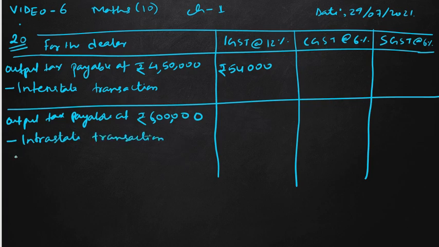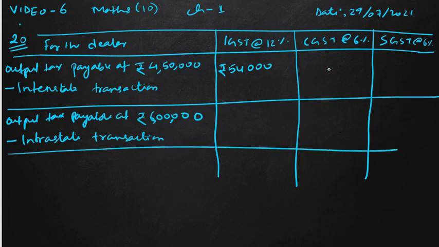So in an intra-state transaction, what do we have? We have only the CGST and SGST. There will be no IGST. Okay, so CGST is 6%. So we need to calculate the 6%. That is 6% of 6 lakh. So if we calculate it, 6 sixes are 36. So 36 in the CGST.